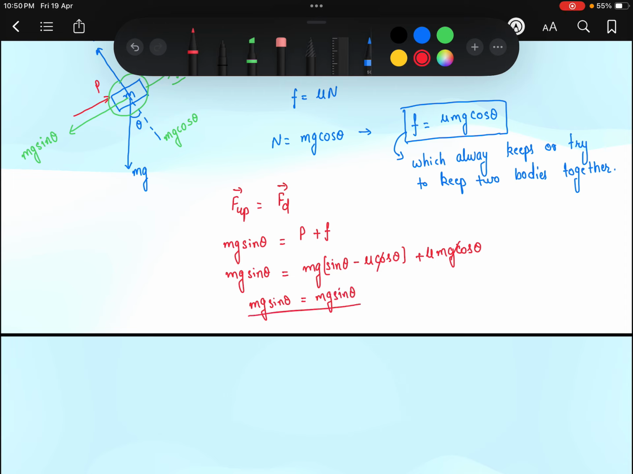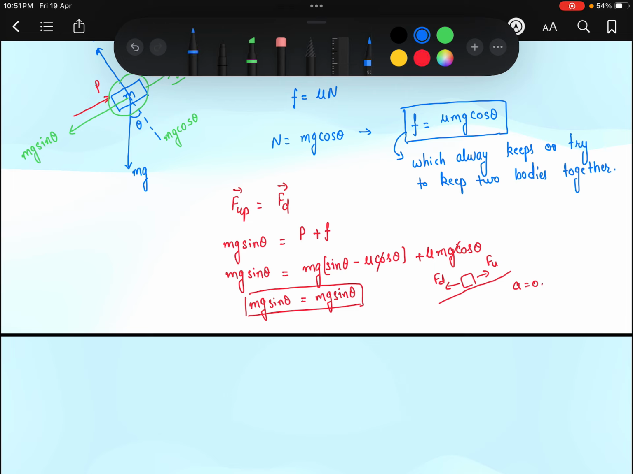That means there is not any type of net force acting on this block of mass m along this inclined plane. So net downward force is equal to net upward force. So this is the downward force, this is the upward force. So block's acceleration will be 0 in this case. Okay.